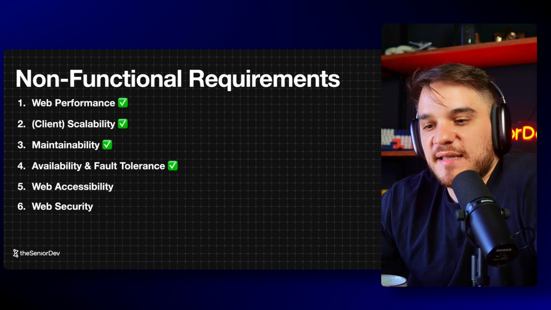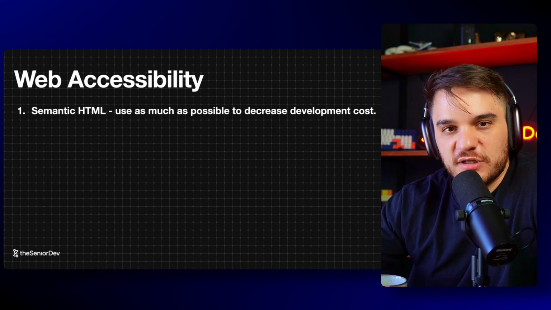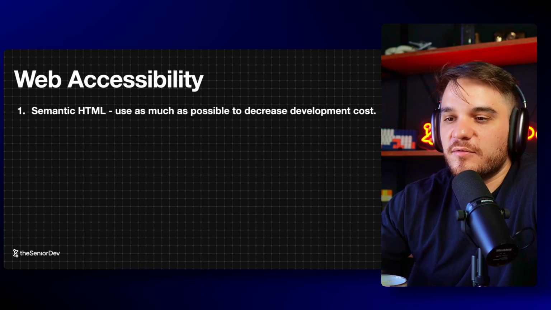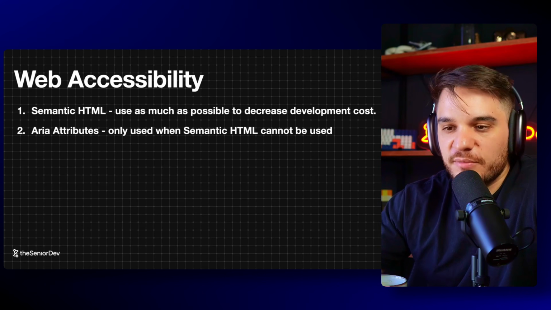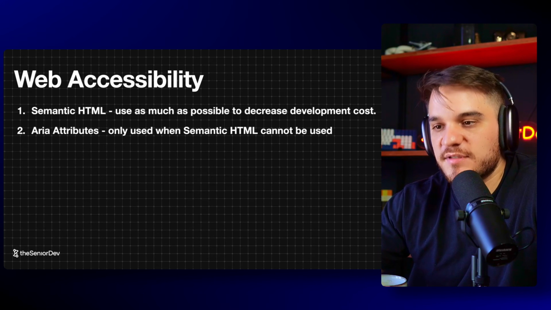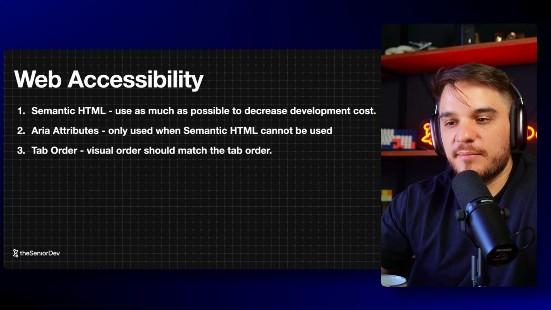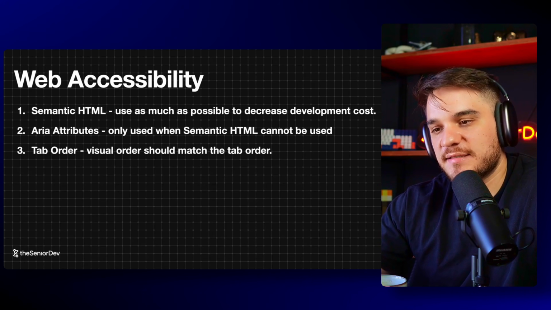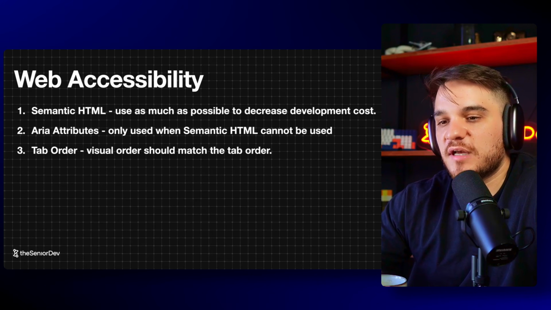Now, to wrap this up, let's talk about web accessibility and web security. So when it comes to web accessibility, make sure you use semantic HTML for everything, so you are accessible out of the box. And whenever you cannot use semantic HTML, you might use ARIA attributes. But again, this should be the exception, not the rule. And also make sure that your tabulation order is exactly the same as the visual order on the screen. If you use semantic HTML, that should come out of the box.